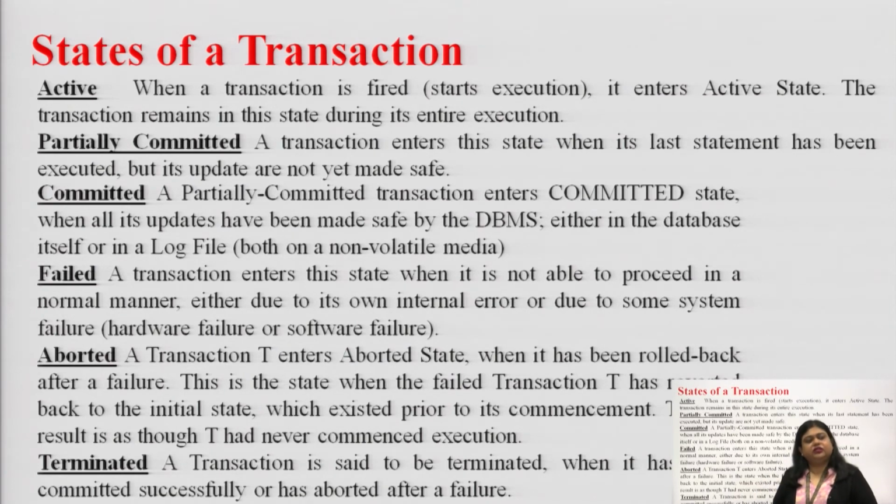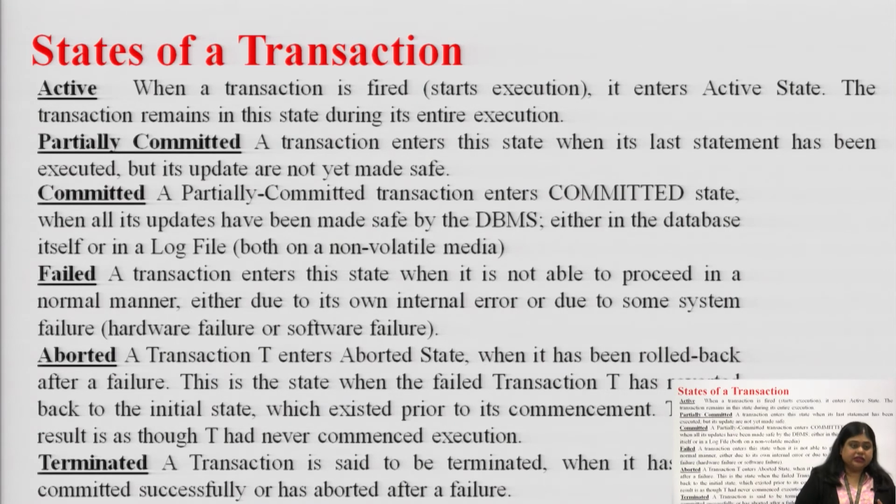Then we have the aborted state. A transaction T enters the aborted state when it has been rolled back after a failure, right. This is the state when the failed transaction T has reverted back to its initial state. That means, we have rolled back to the initial state of the database, which existed prior to the failure that had occurred. So, this is the aborted state where a rollback has taken place, right.